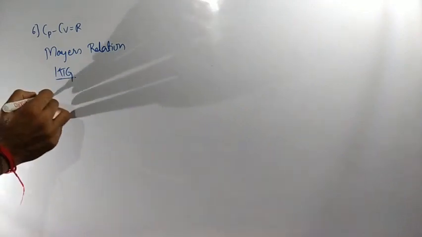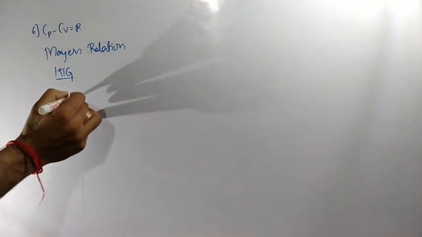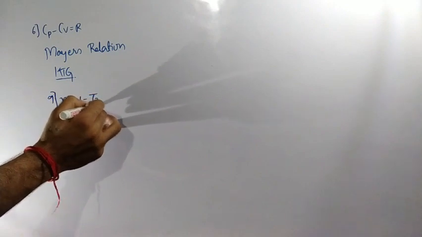Listen. The efficiency of Carnot's engine is nothing but 1 minus T2 by T1. If T1 is equal to T2, this factor will vanish and it will become 1. That means the efficiency value will be equal to 0. Correct, no?